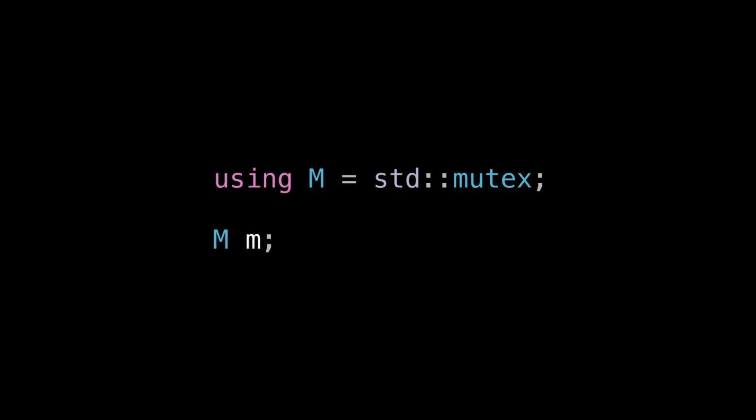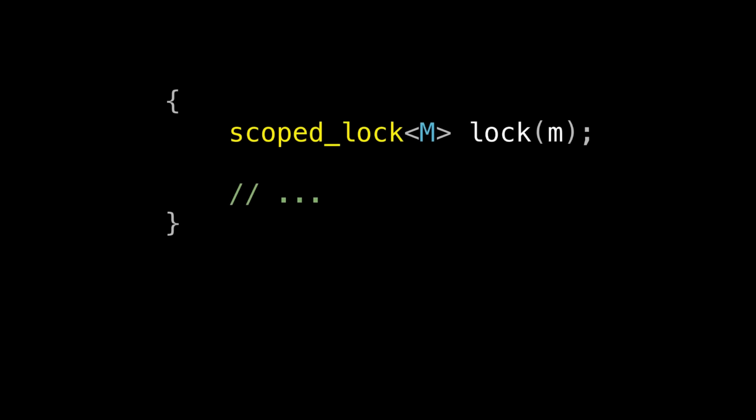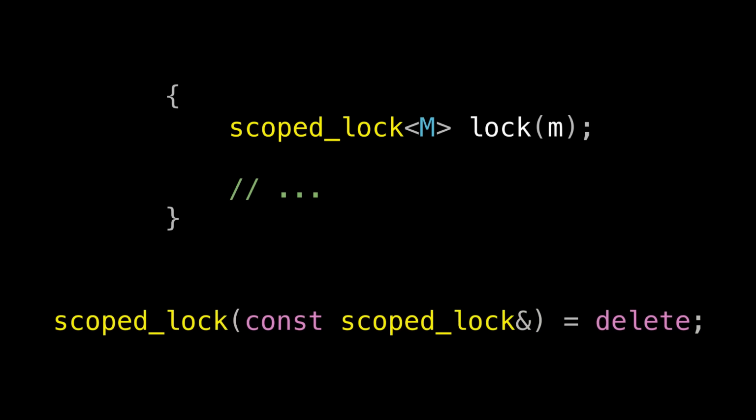For example, here's a type with a very strong invariant. This is scoped lock, which is a newer version of lock guard, which you might also know about. The invariant is very simple. While a scoped lock exists, a mutex is locked. So we just know beyond a shadow of a doubt that while we are in this scope, we are holding the lock. Scoped lock accomplishes this by just completely disabling copy, which by default also disables move.